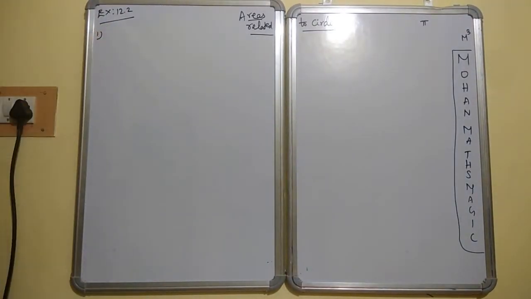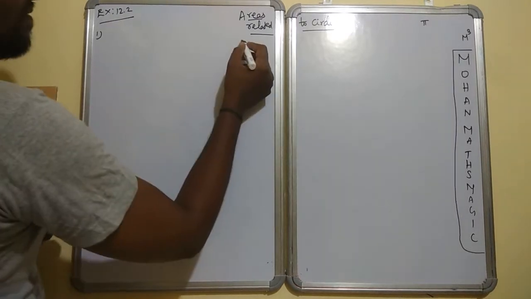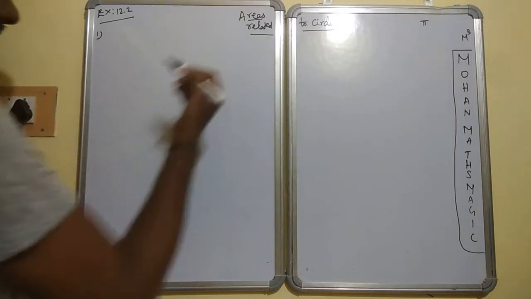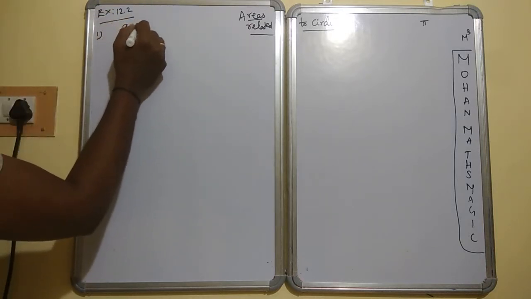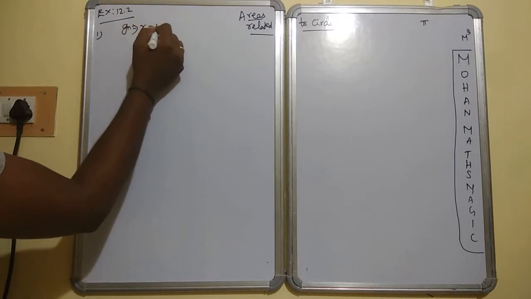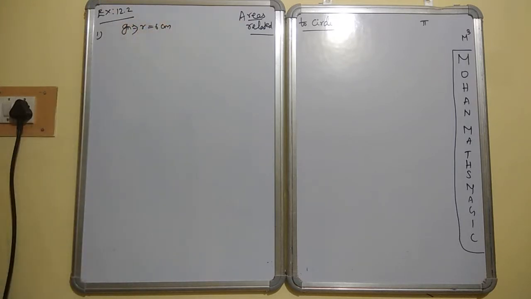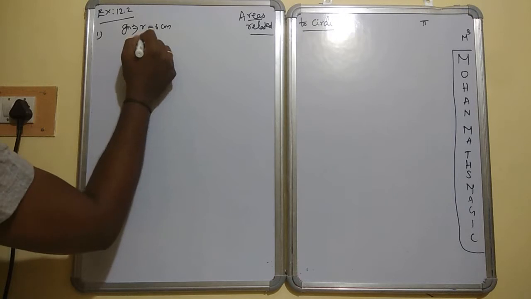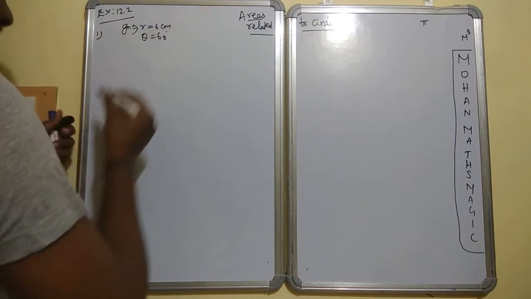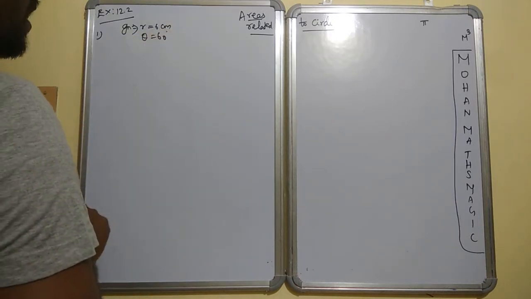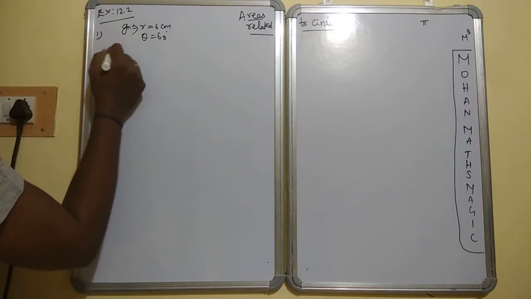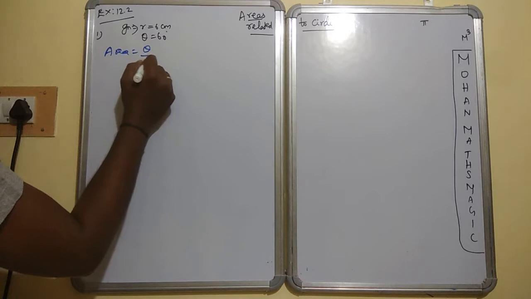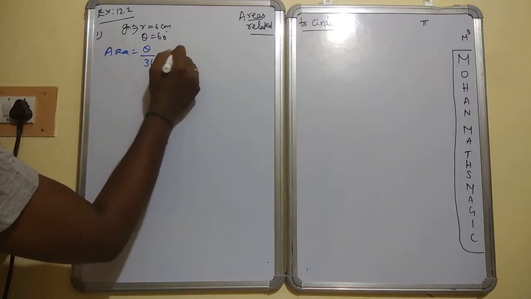So I'll start with the formula. I will write the first question. Find the area of a sector of a circle with the radius. Step number 1, given: r equal to 6 centimeter, then angle theta equal to 60 degree. Find the sector area. So they asked you to find out the area of a sector. Formula: theta upon 360 times pi r square.